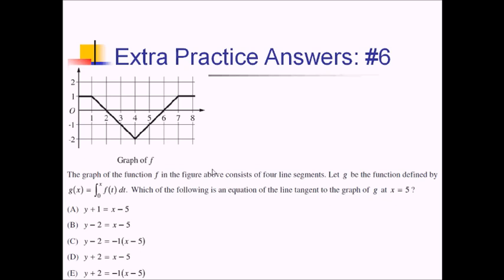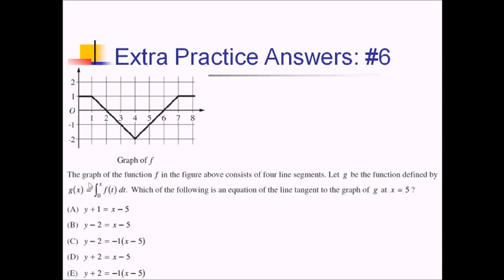On this problem, we're given the graph of f, and g is defined as the integral from 0 to x of f. Based off of that, which of the following is an equation of the line tangent to the graph of g at x equals 5? So if we're asking for a tangent line for the graph of g, which they haven't shown us, we're essentially asking for a line that goes through g at a certain point and has the slope g prime of 5. So we need to figure out g prime.